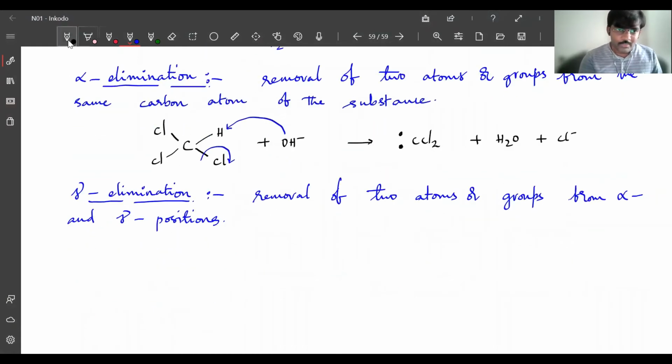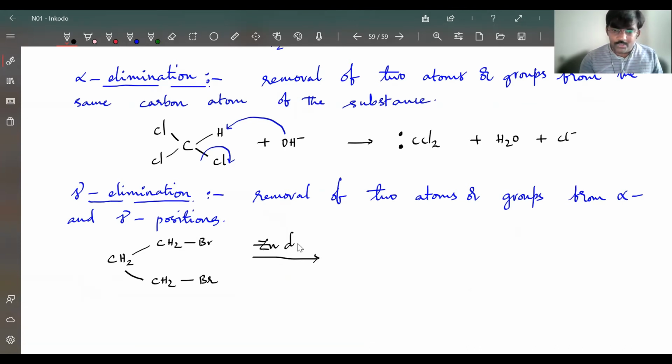So suppose I have a compound like this. Let's go with an example. This is the compound I'm having now: CH2, CH2, Br, and on this side one more CH2, Br. That means it is 1,3-dibromopropane. Okay, 1,3-dibromopropane. So this I'm heating with zinc dust. Okay, zinc dust I'll add and I'll heat it.